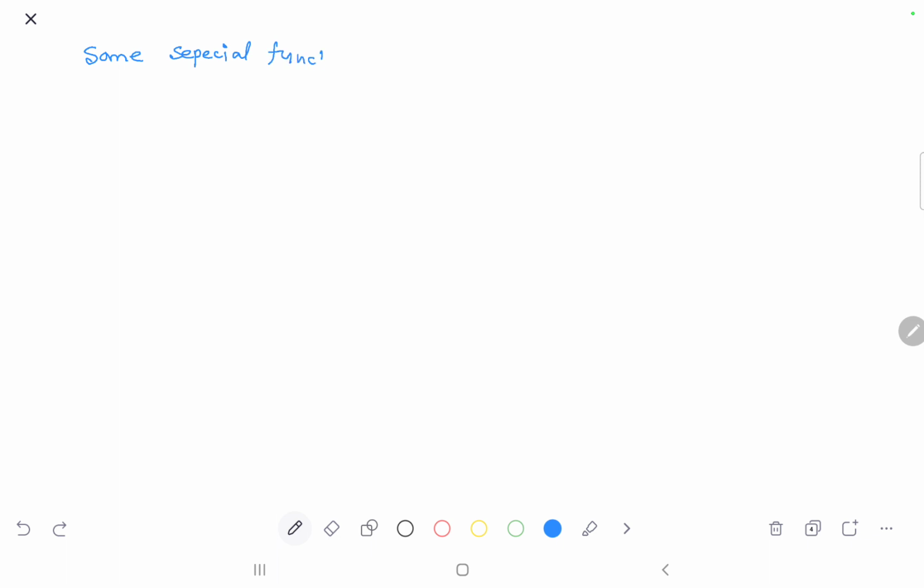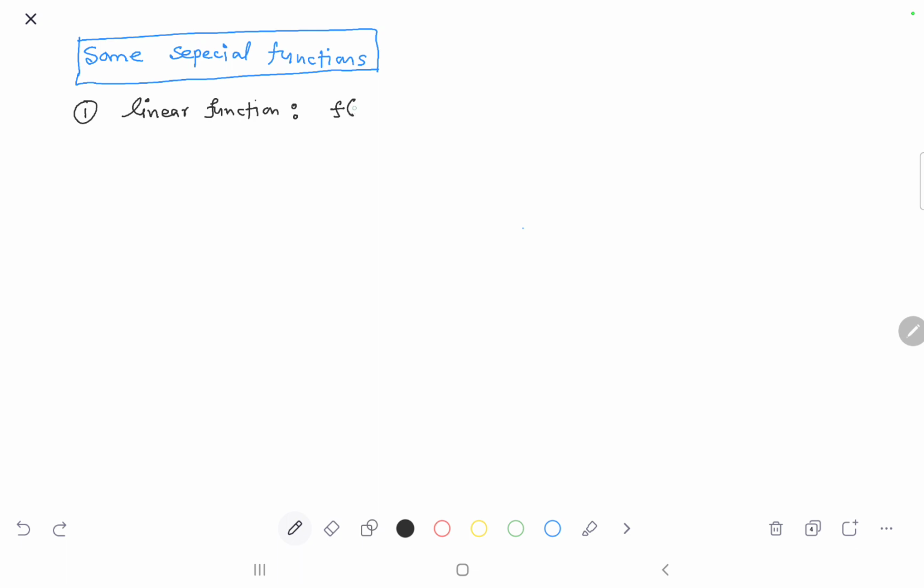Here it is. So let me list it here. First, number one, the linear function. How is it defined? Where you send x, f(x) is given by ax plus b. This kind of function is called the linear function. So you are saying x goes to ax plus b.